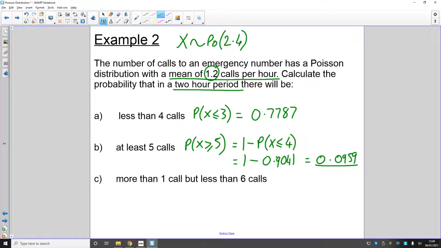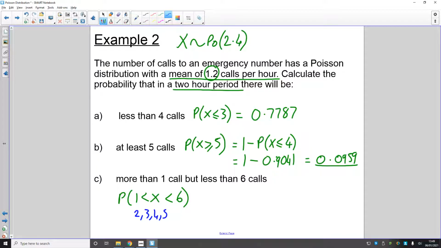Part C then, what's the probability that we get more than 1 call but less than 6? So more than 1 but less than 6. What can we have here? Well, if you want more than 1, that's 2, 3, 4, 5, and less than 6. So they're the probabilities that we need.